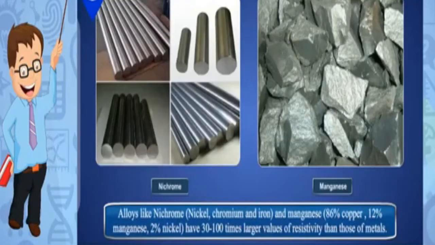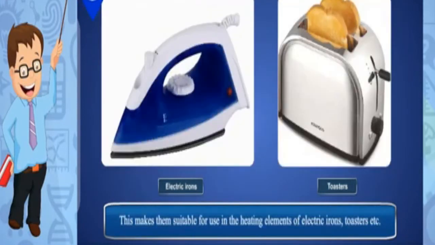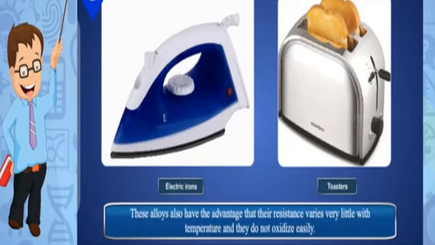Alloys like nichrome, which includes nickel, chromium and iron, and manganin, which includes 86% copper, 12% manganese, 2% nickel, have 30 to 100 times larger values of resistivity than those of metals. This makes them suitable for use in the heating elements of electric irons, toasters, etc. These alloys also have the advantage that their resistance varies very little with temperature and they do not oxidize easily.